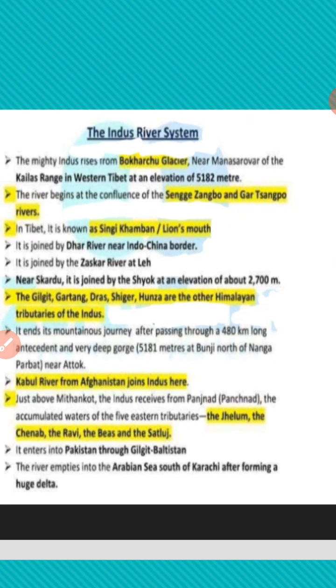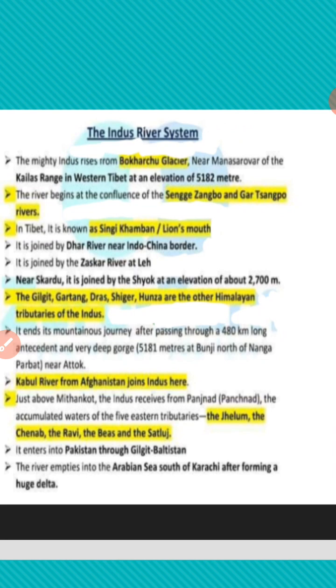Some more facts are given here about the Indus River system. The mighty Indus rises from Bokhar Chu Glacier near Mansarovar. The river begins at the confluence of Singi Jangbo and Garsangbo River. In Tibet, it is known as Singi Khamban, Lion's Mouth. It is joined by the Dhar River near the Indo-China border.